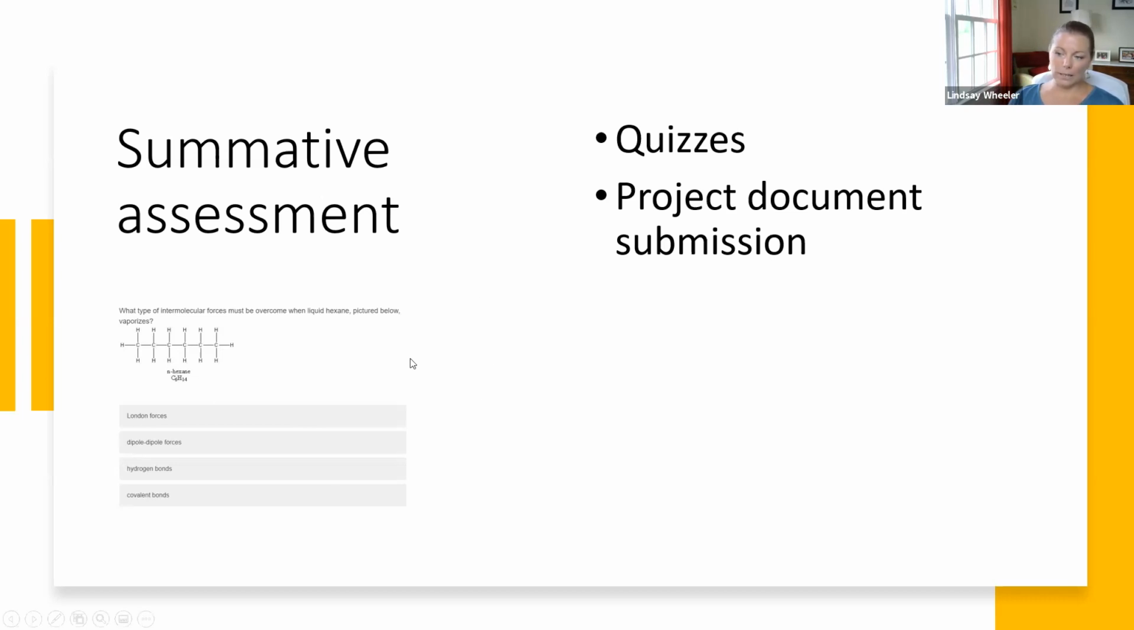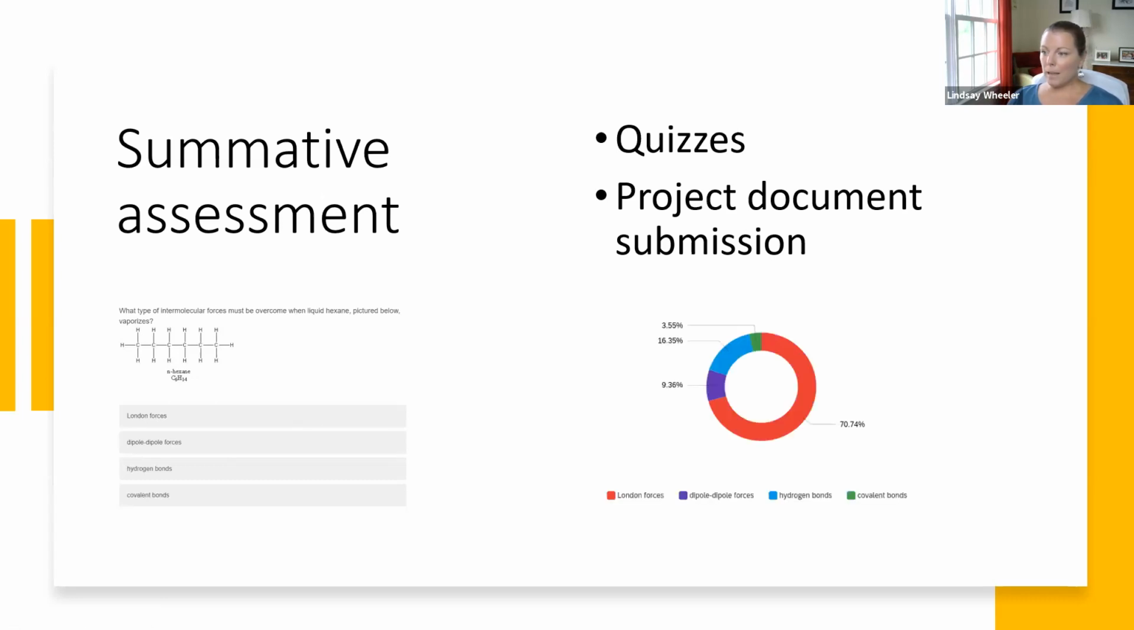I've used something like this multiple choice question as a summative assessment for a quiz. And one of the ways that I can then use that for learning is I can look at the reports, which Sarah will show you in a moment, and understand how students responded. So the correct answer here is London forces. We see that 70% of students got it correct. We have students that picked other answers, and what that tells me is the most common incorrect answer here is hydrogen bonds. So I can then go into class the following day and address one of those misconceptions.